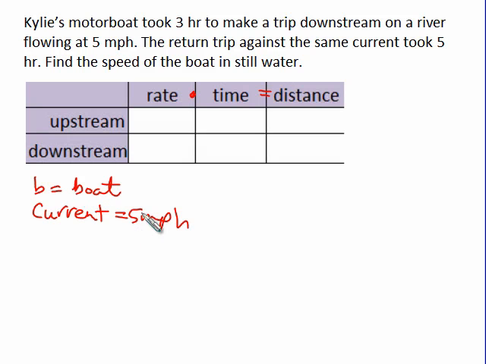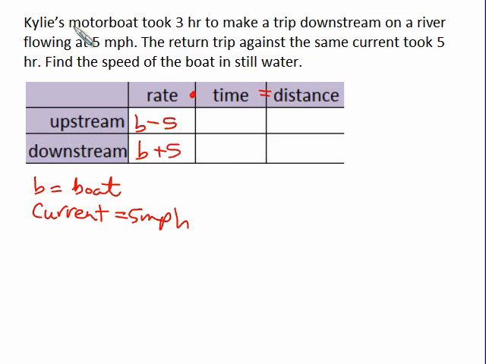So starting with that, I know that the rate going upstream is going to be slower. In both cases, I'm going to start with the boat, but the current is going to affect the boat. If I'm going upstream, it's going to subtract off the rate of the boat and make it go slower, so I have to subtract the 5. If I'm going downstream, it's going to make the boat go faster by 5 miles an hour.